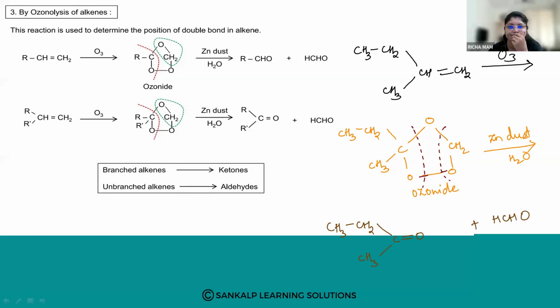What is the main thing you have to remember? Whenever you have a branched alkene, you will get ketones. Whenever you have an unbranched alkene, you will get aldehydes. Is it clear? So this was about ozonolysis. Ozonolysis is very important.